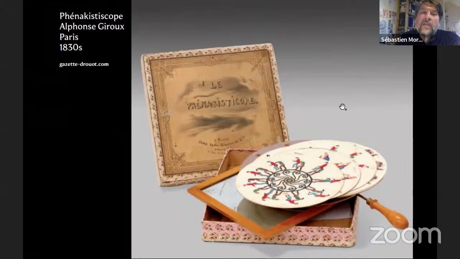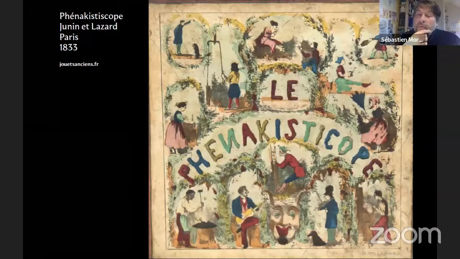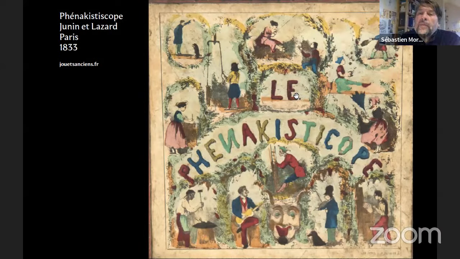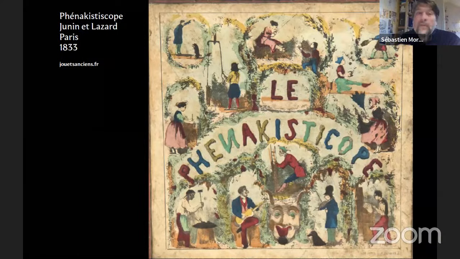And here again, this is another version of this Phenakistiscope. And again, beautiful box cover, and the letter forms are really in the same spirit as the ones I just showed you in the ads. So it's very interesting to see this relation between one single small wood engraved ad and the matching product, actually.